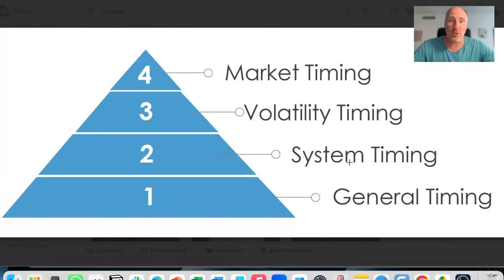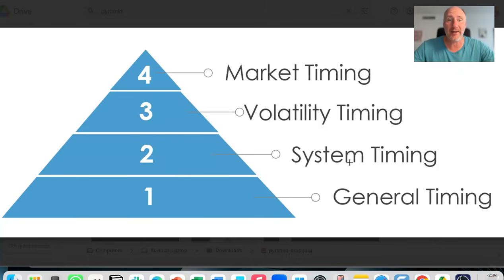You can have a perfect strategy, very well fine-tuned for one particular timing level, but if the rest of the timing does not align well, you're not going to get rid of those painful losing strategies. So overall, we have 4 different levels of timing: general timing, system timing, volatility timing, and market timing.